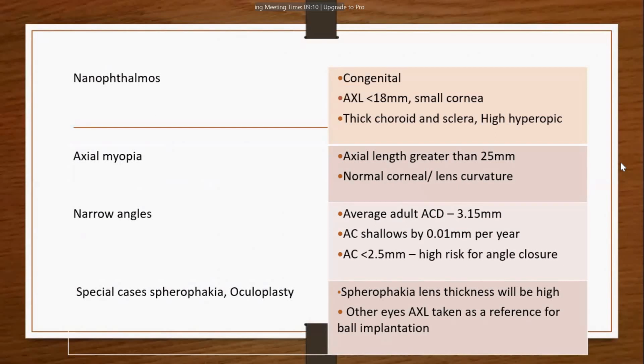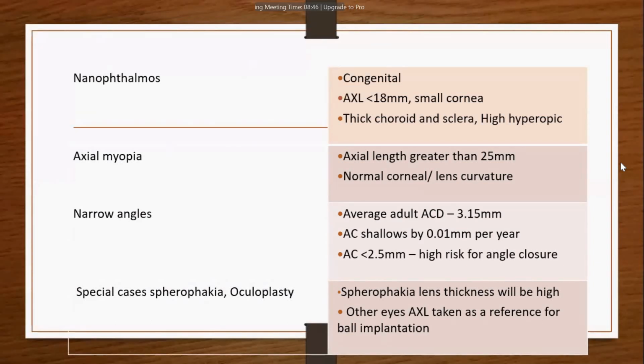And a few special cases arise while taking biometry: one is spherophakia, microspherophakia, and another is that for some oculoplastic conditions they will also ask for the axial values. In spherophakia, the lens thickness, the anterior posterior thickness, will be more.